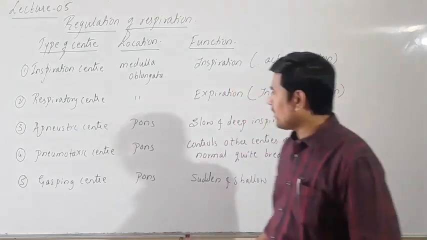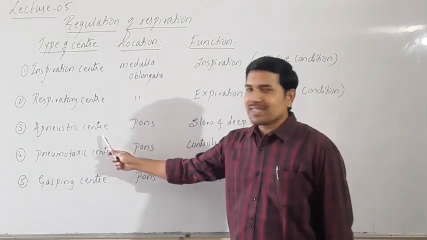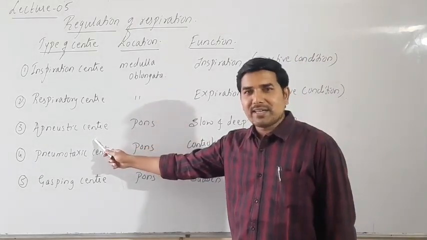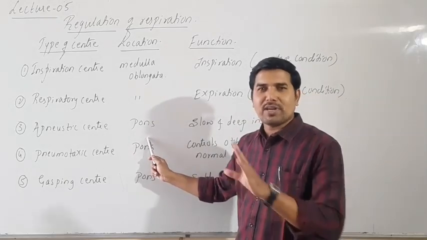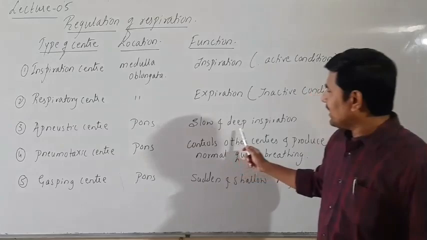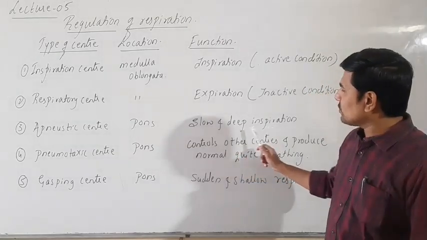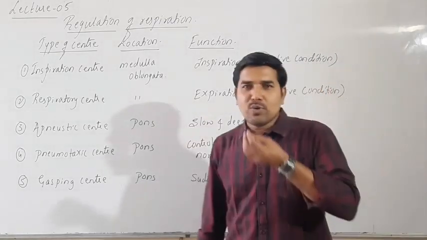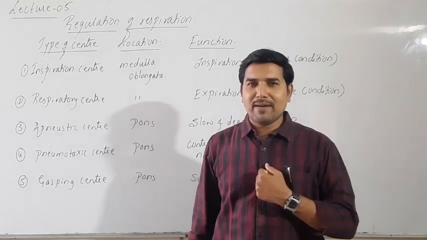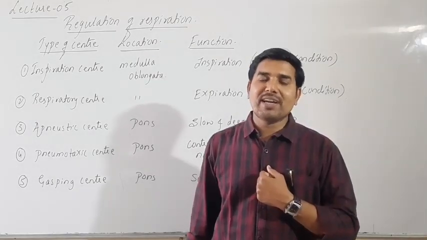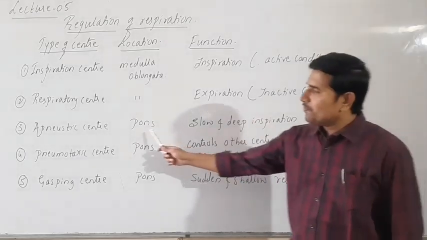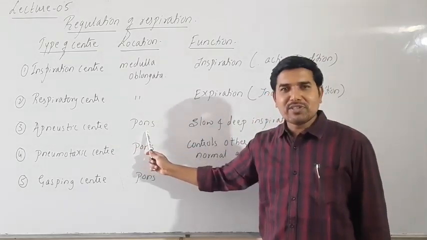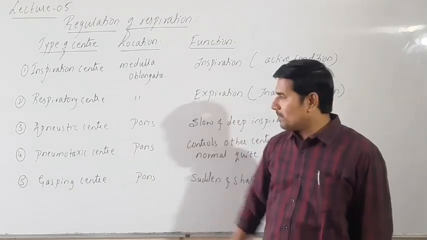passive process. Then the apneustic center is located in the pons varolii, or we also call it just the pons region. Its major function is slow and deep inspiration. Slow, and we take the breath very deeply. So slow and deep inspiration is by the apneustic center, which is located in the pons varolii.